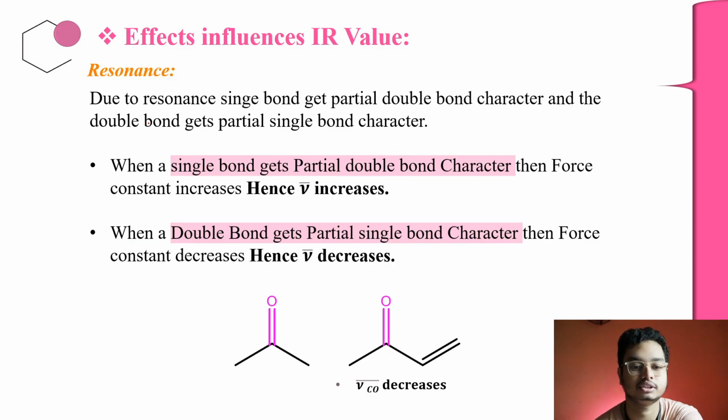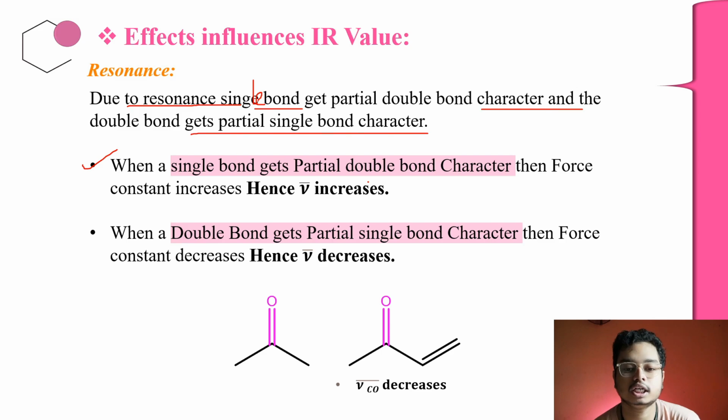Now let us talk about resonance, and how resonance influences the IR value. Due to resonance, a single bond gets partial double bond character, and a double bond gets partial single bond character. When a single bond gets partial double bond character, the force constant increases. Obviously, because if it has partial double bond character, the bond becomes much stronger. That means the force constant increases, and the nu bar is also increasing. And when a double bond gets partial single bond character, the force constant decreases, hence nu bar also decreases.